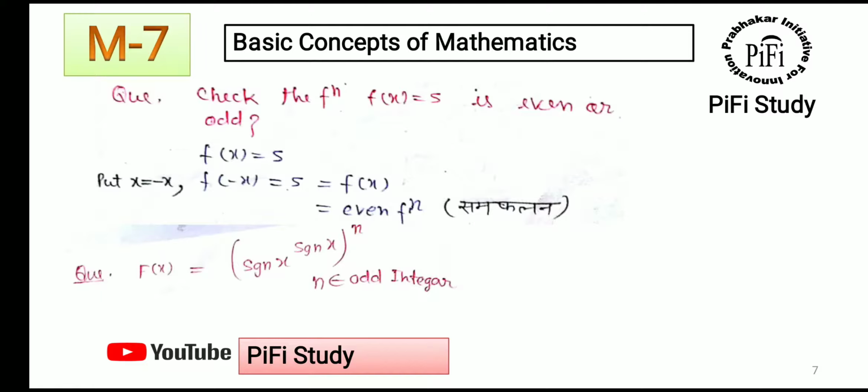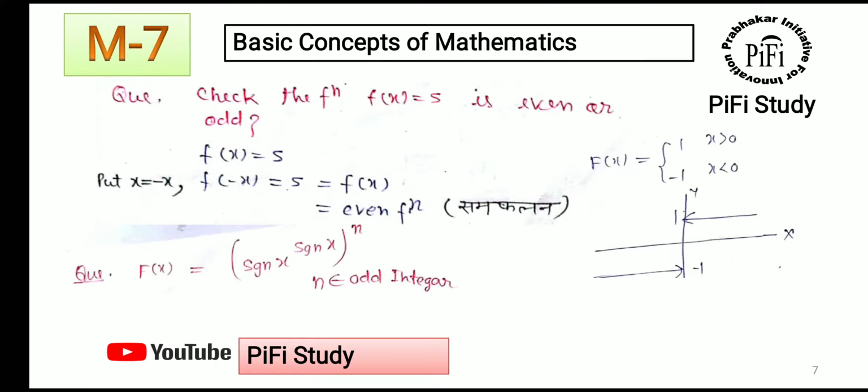Next, f(x) is equal to signum x to the power signum x, whole to the power n, where n is an odd integer. In case of signum x, if the value of the function is greater than 0 it is equal to 1, and less than 0 it is equal to -1, then it is called the signum function. This signum function is symmetric about the origin, so it is an odd function. Whenever you find that a function is symmetric about the origin, then it is an odd function, which I told you earlier in the starting of this module 7.